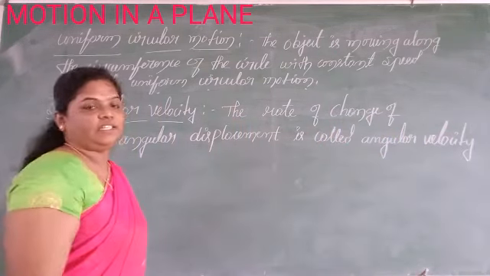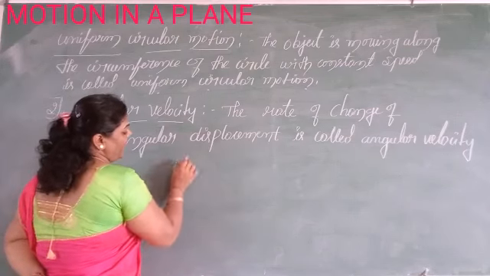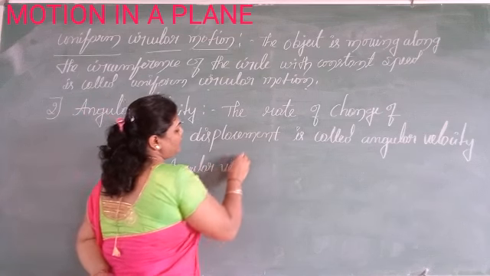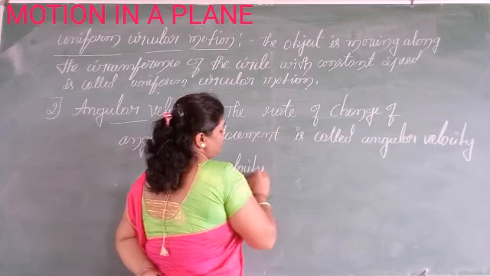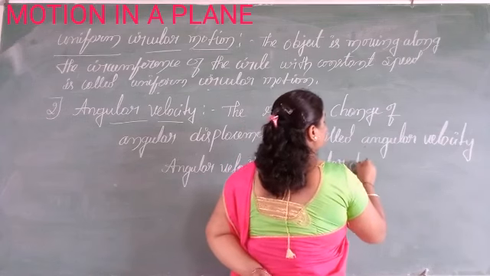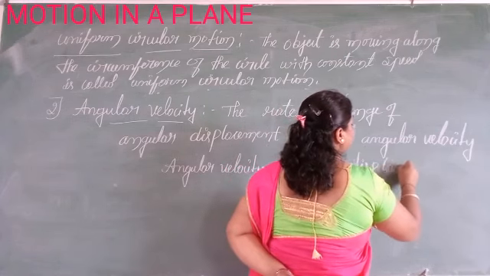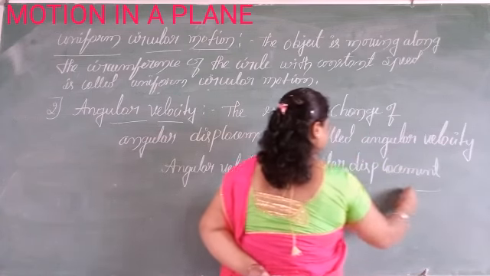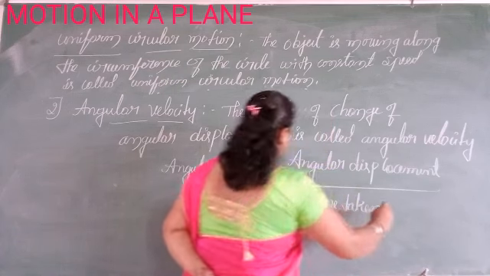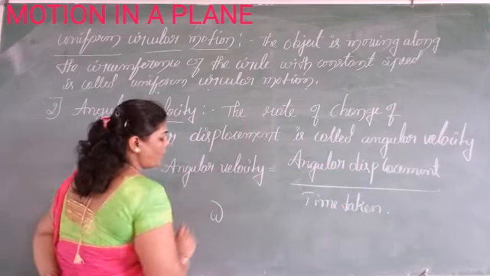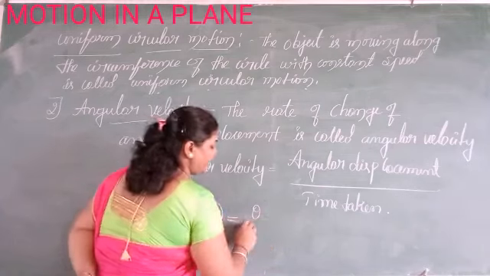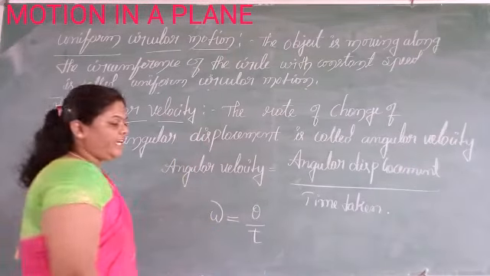Angular velocity is given by angular displacement divided by time taken. The angular velocity is represented by the letter omega. Omega is equal to angular displacement theta divided by the time taken t. Omega is equal to theta divided by t.